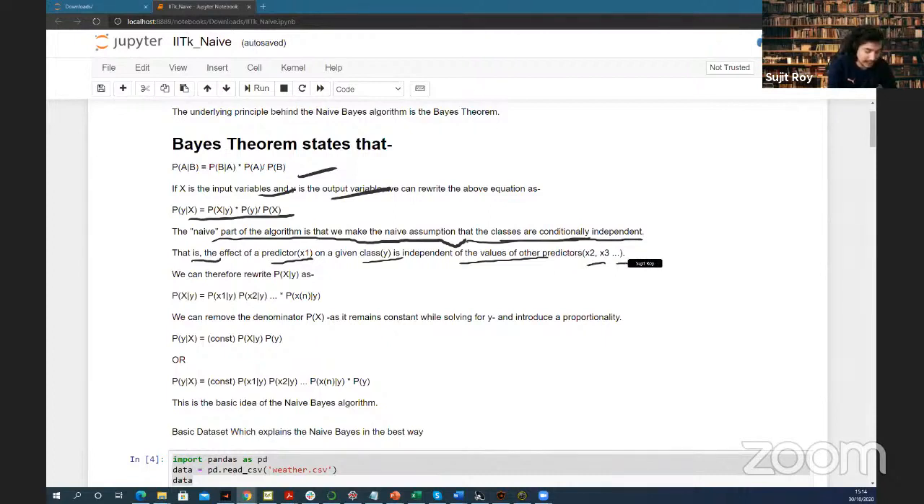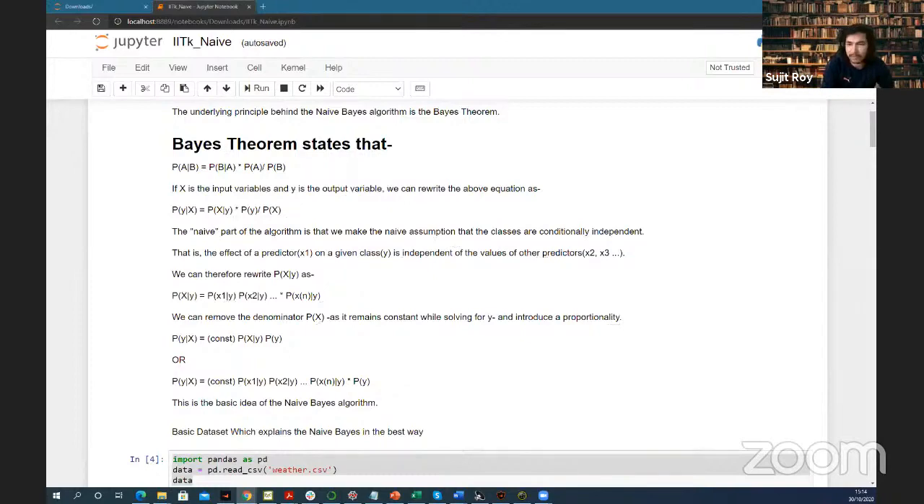So we can rewrite the equation: P of X given Y is P of X1 given Y times P of X2 given Y, till P of Xn given Y, right? So we can remove the denominator P of X as it remains constant while solving for Y and introduce the proportionality. So then we rewrite the equation. So P of Y given X is proportional to P of X1 given Y multiplied by P of X2 given Y, and similarly up to Xn, times P of Y. So this is the basic idea of the naive Bayes algorithm that we have already covered in elementary school. I don't think there is a problem in that.